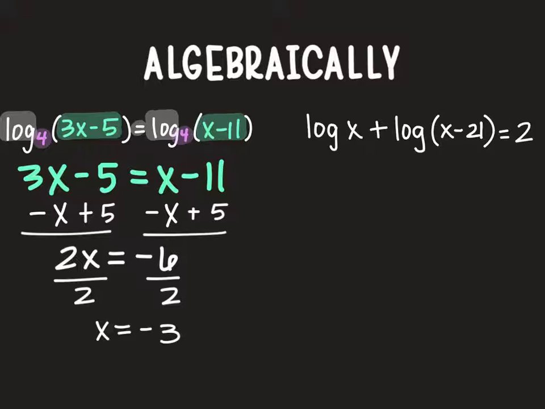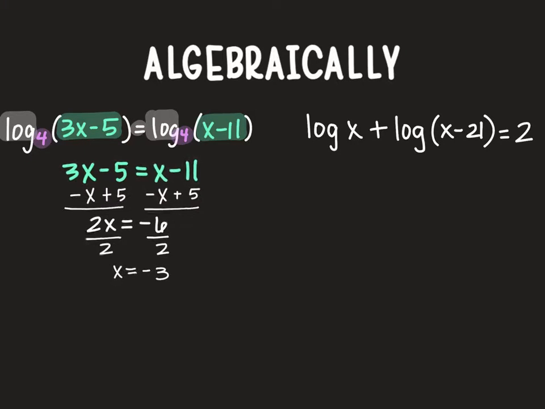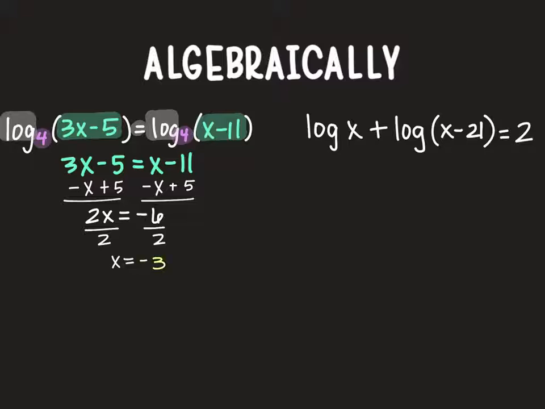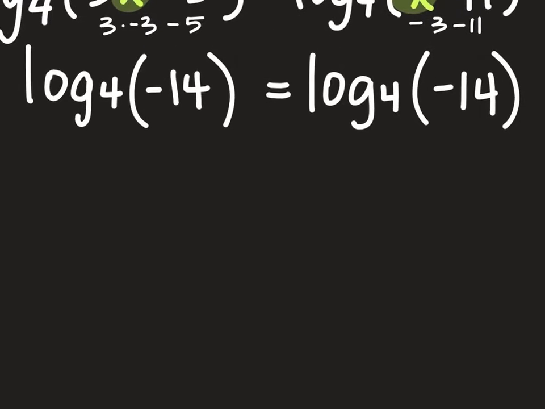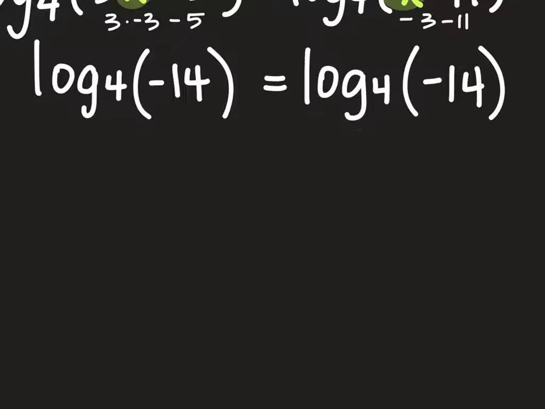x equals negative 3. Now we need to check our solution by substituting negative 3 back into the original equation in place of the x's. At first glance, it would seem that our solution is true because we have an equation that looks true, but we have to think about what this logarithmic expression really means.